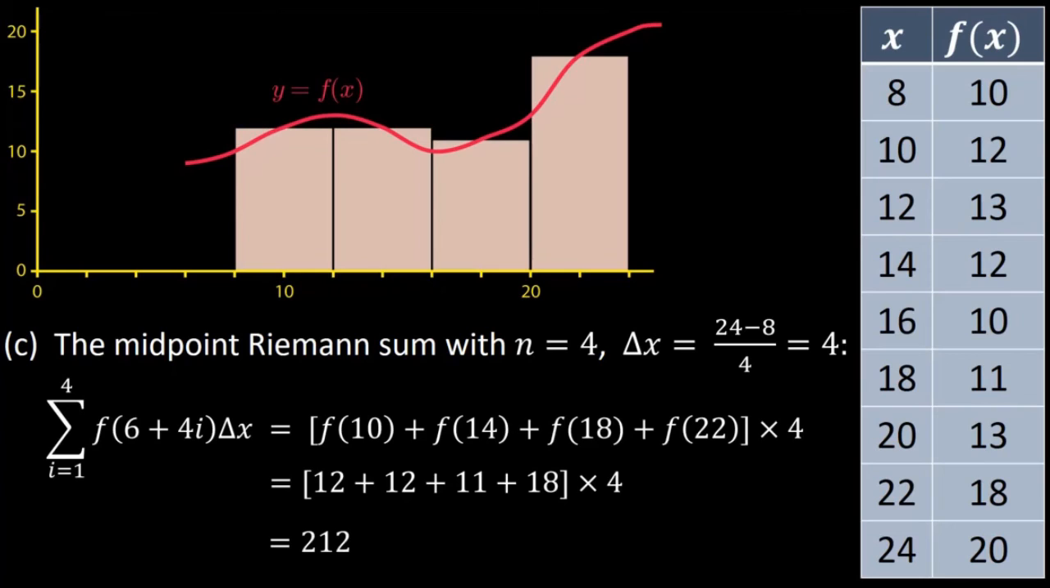Now compare. We now have three estimates for our area in this problem: 218, 198, and 212. As expected, these estimates are all reasonably close. Also, as expected, the last one, the midpoint sum, is somewhere in the middle. It's probably closest to the actual area of our three estimates. But without having more data, it's hard to know for sure. So this is what I consider closer to a real-life situation where we're not given a nice formula for the function, only a table of values.